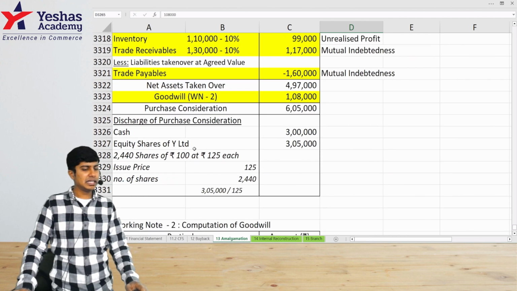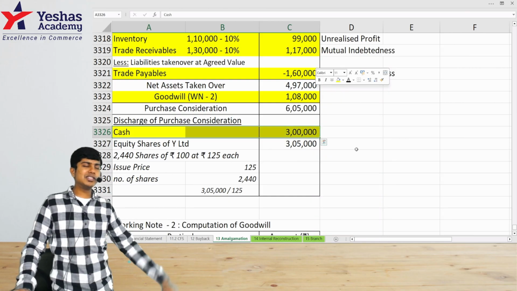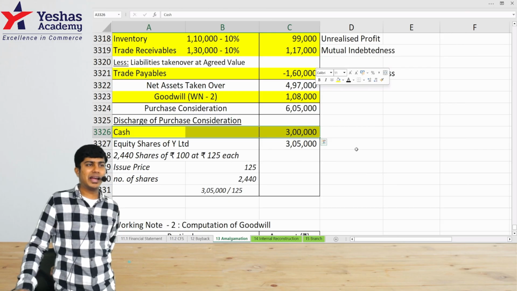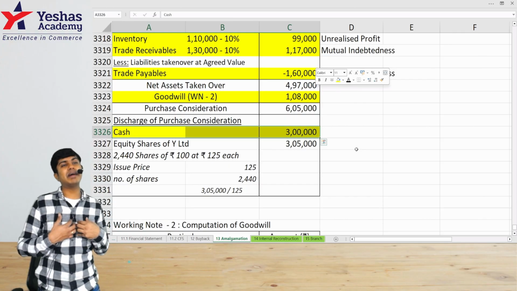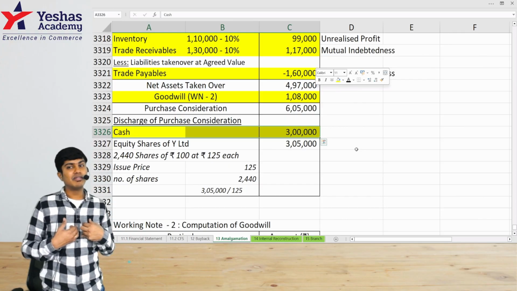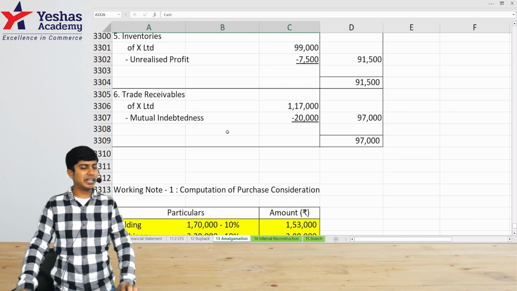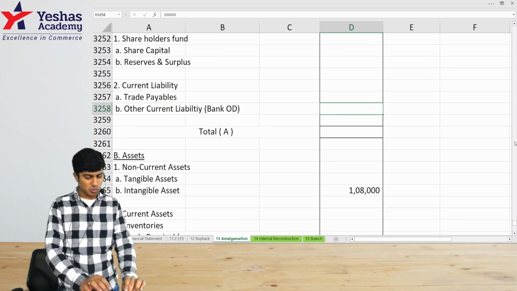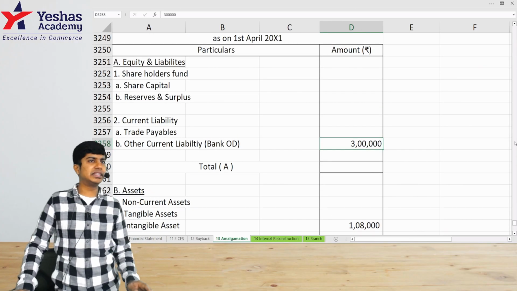Goodwill done. Cash. We gave 3 lakh. Hey, there is no cash balance of Y Limited given to us. How will they give? It's given out of bank. Assume it to be given out of bank. So this will become negative bank balance of Y Limited. So I'll write this as bank overdraft in the balance sheet. Don't write minus cash, please, please, please. Inventory and cash are two things which cannot be negative. I'll write bank overdraft, other current liability, 3 lakh.